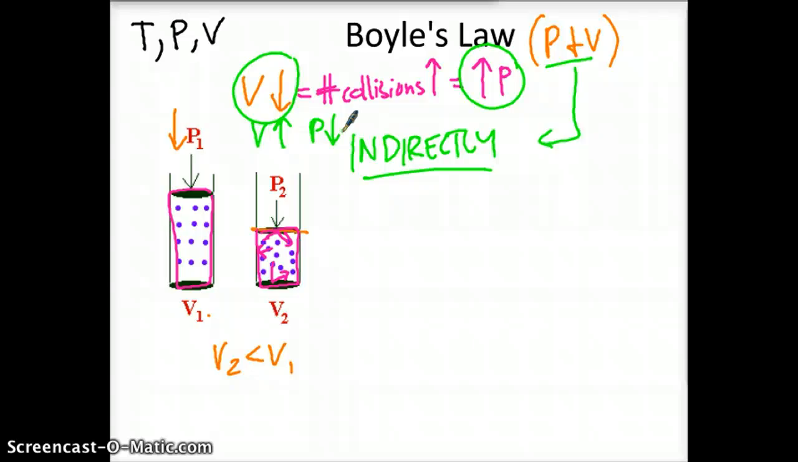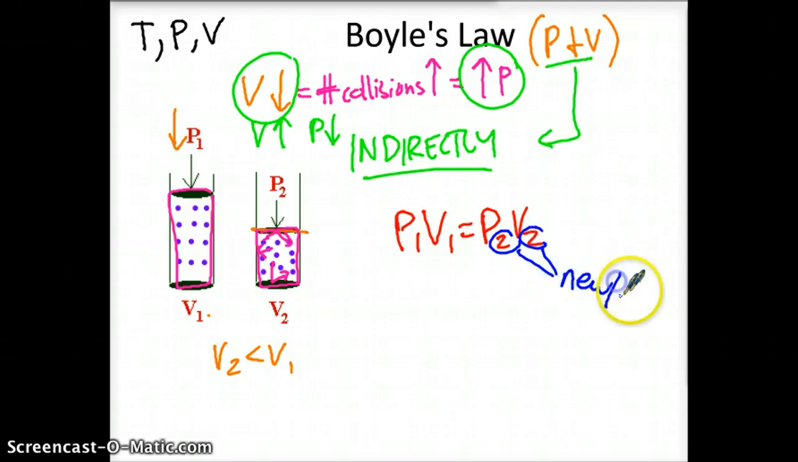So the relationship for this would be P1 V1 equals P2 V2, where the 2 represents new or final conditions, and the 1s represent our initial conditions. So if you're given any three of these variables, you can figure out the fourth just with a little bit of algebra. But what you need to know, main takeaway, pressure and volume are indirectly related.